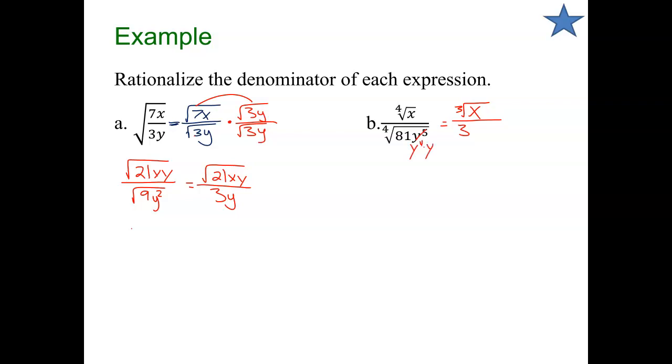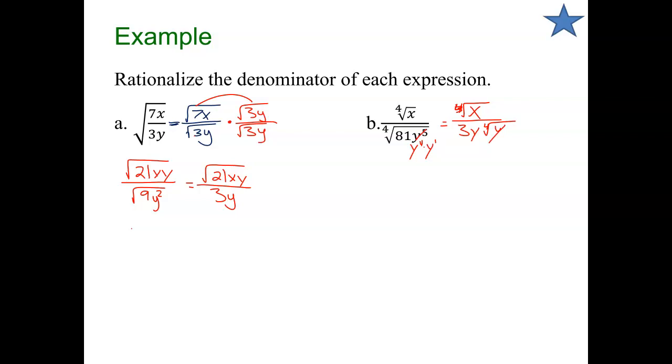Okay, so I split it. Then when I take the fourth root of y to the fourth, what do I have? Just y. So left on the inside, I'll wind up with a third root. That's the fourth root. Now the only thing I have to rationalize is the fourth root of y.